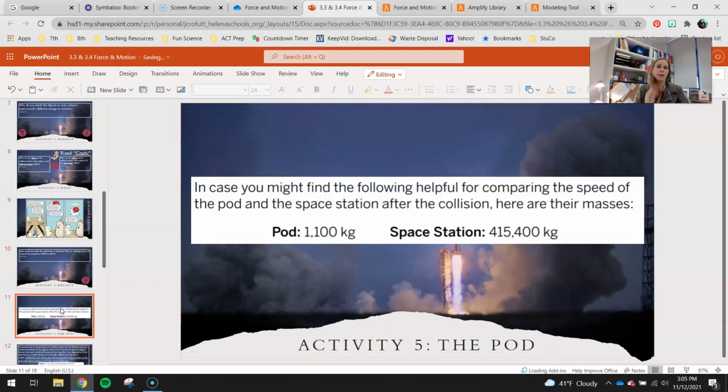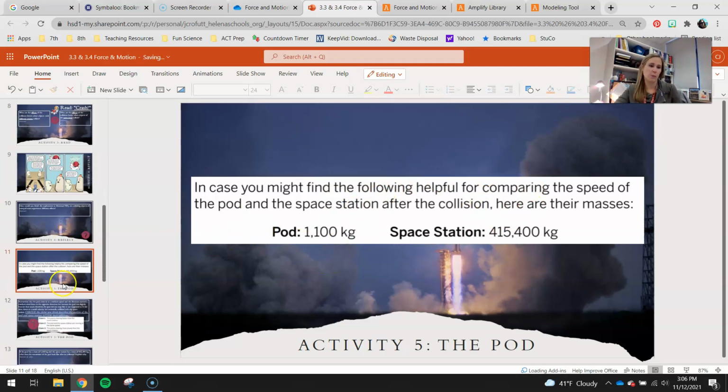Okay, what we learned is that the mass of our pod was 1,100 kilograms, which we found out was a little bit heavier than most pods. However, in comparison, our space station has a mass of 415,400 kilograms. So like a little bit bigger, okay? So with that being said, you guys are going to use that information to help you with the next modeling part, okay?